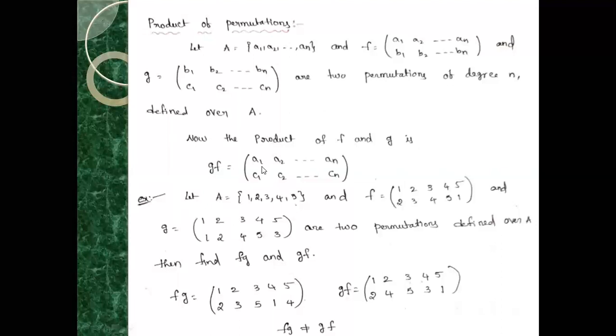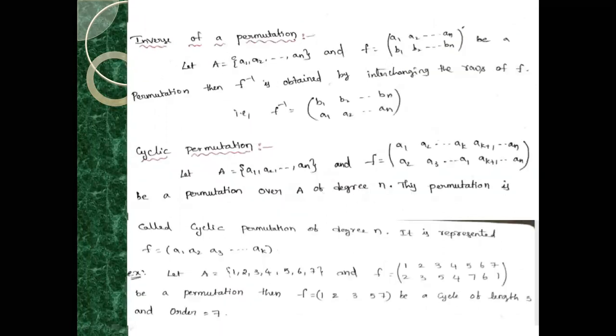So the first row is the elements of the function f. Okay, the first row is the elements of the function f. So consider an example.